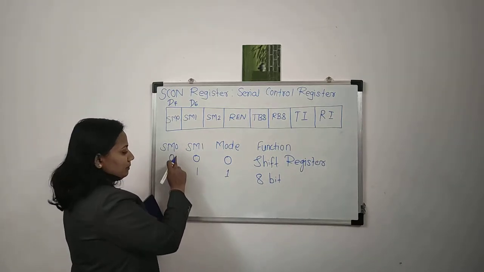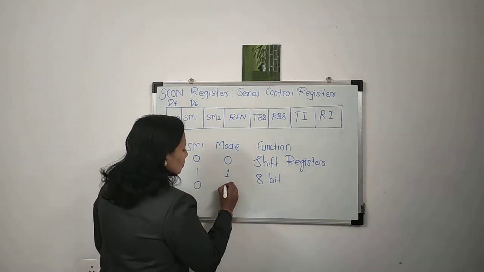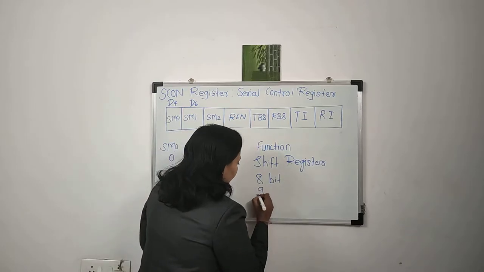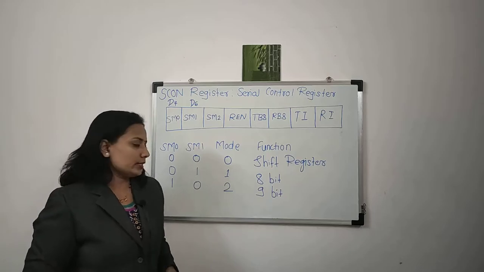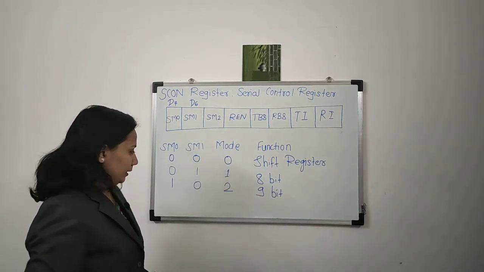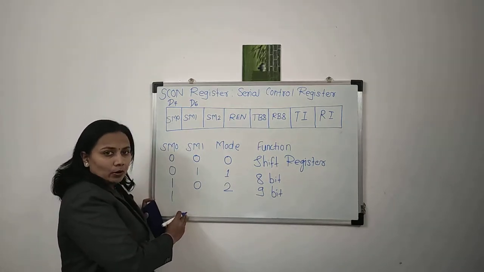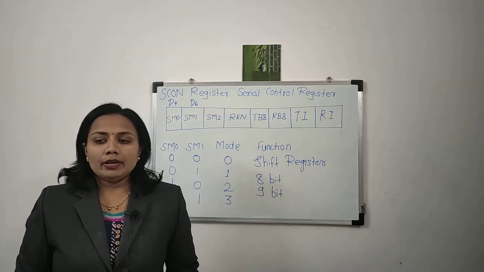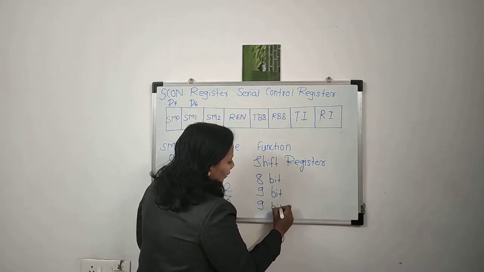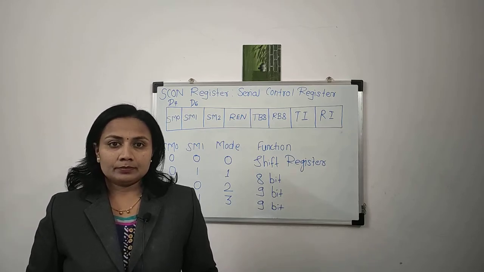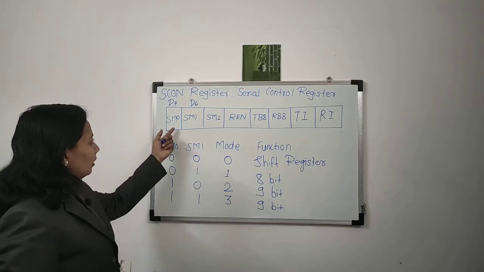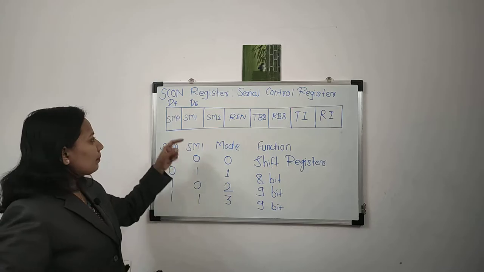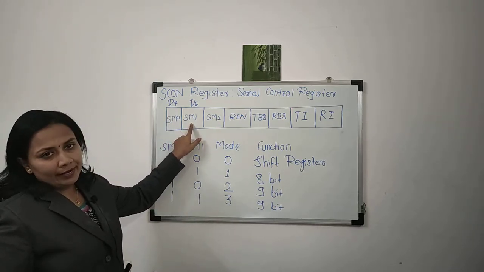Then we have SM0 as 1, SM1 as 0. This mode is called mode 2 for the serial communication, meaning that we are going to use 9 bits for the data transfer process. Quite obviously, this is with a fixed baud rate. Then the last is when SM0 is 1 and SM1 is 1. This mode we are going to call mode 3 of serial communication, where we transfer 9 bits of data with a fixed baud rate. This is all about the modes in the serial control register. To address this mode, we use 2 bits, which are SCON.7 and SCON.6.